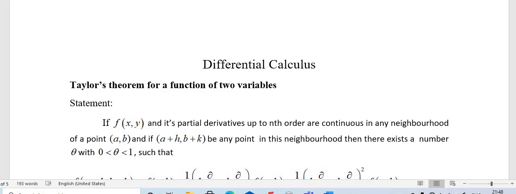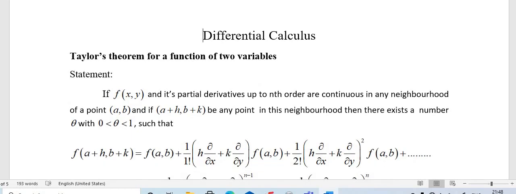If f of x comma y and its partial derivatives up to nth order are continuous, that means f, dou f by dou x, dou f by dou y, dou square f by dou x square, dou square f by dou y square, dou square f by dou x dou y, that means second order partial derivatives. Similarly, third order, fourth order, up to nth order partial derivatives are continuous in a neighborhood of a point a comma b. So neighborhood means if this is a comma b, the points which are around this point a comma b are called the neighborhood of a comma b.